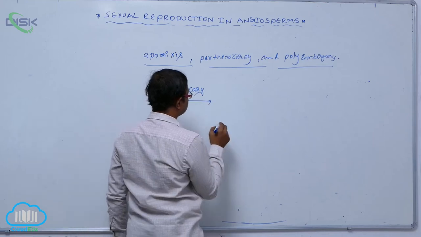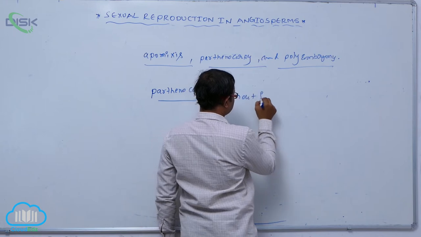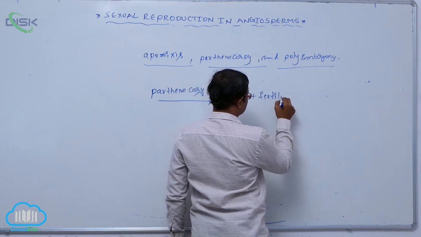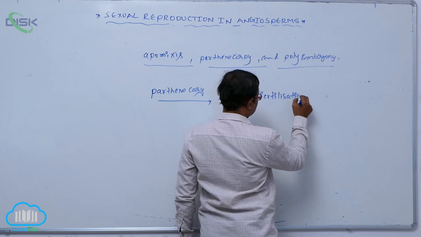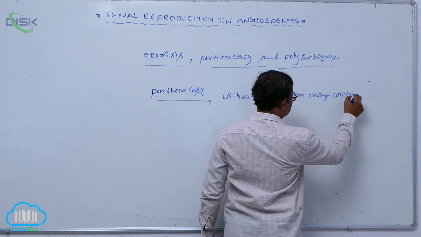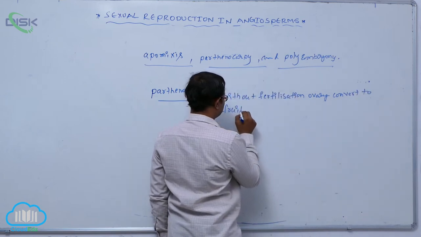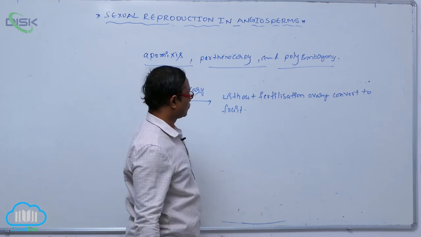Parthenocarpy means, without fertilization, ovary converts to fruit. Ovary converts to fruit without fertilization. So that is known as parthenocarpy.